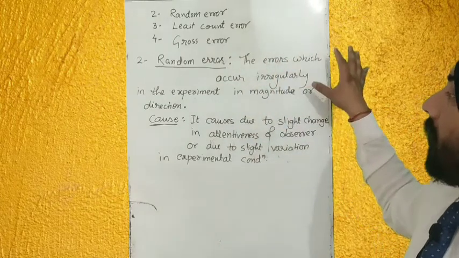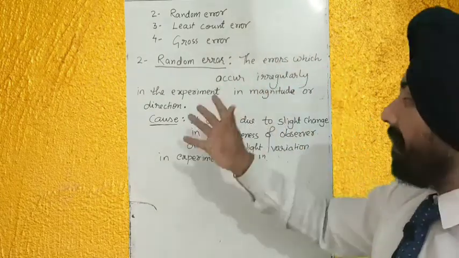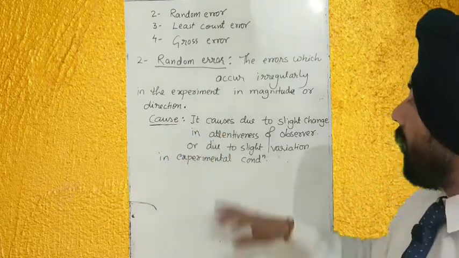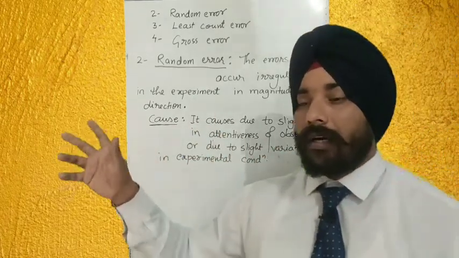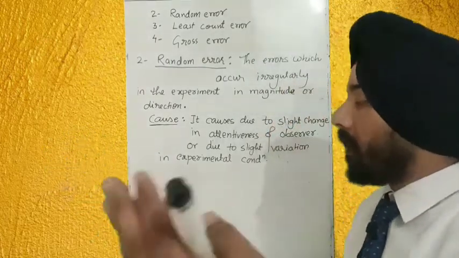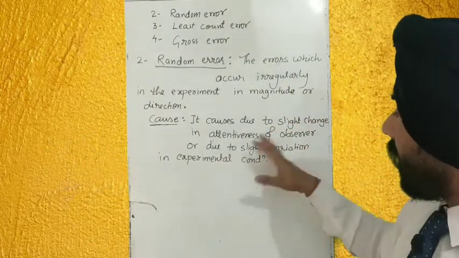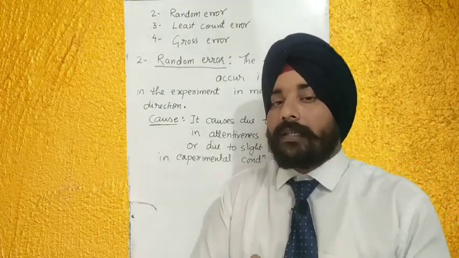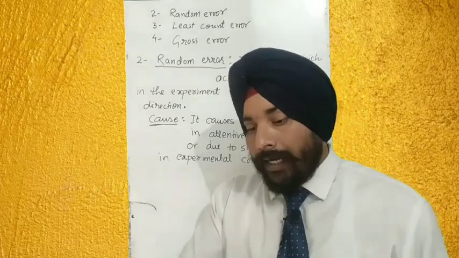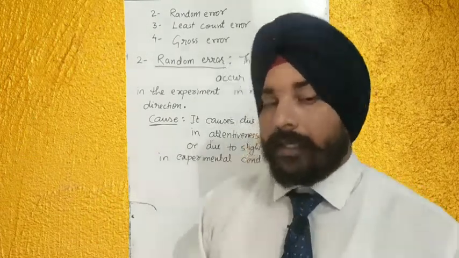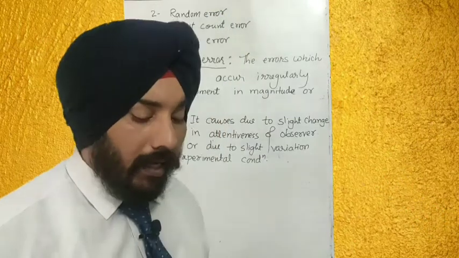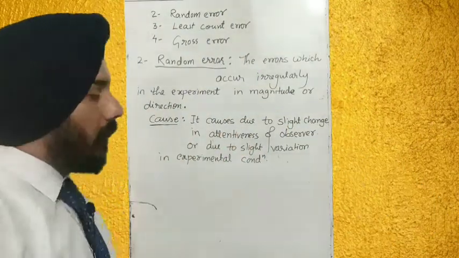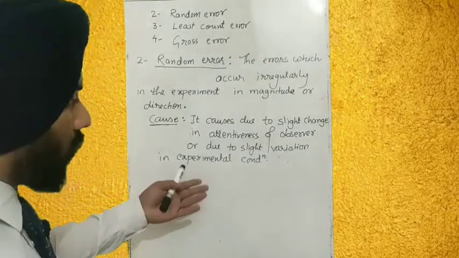Actually, random errors are the errors which occur irregularly at random in magnitude as well as in the direction, and the cause can be due to the slight variation in the attentiveness of the observer. Maybe the observer is not attentive, or it can be due to the variation in the experimental condition, because the experimental conditions are not the same as the time is passing. Okay, so I think you have understood what the random errors are. We will talk about the elimination of the random errors in the next topic.